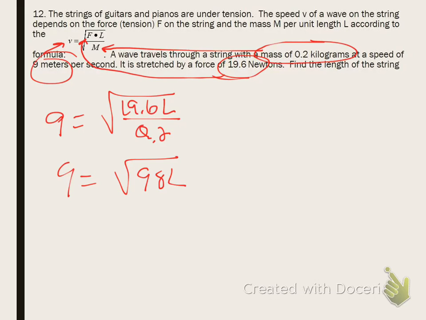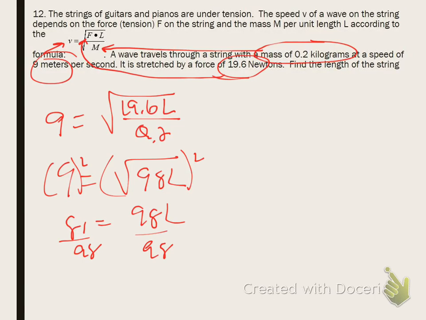Okay, and then to solve for L, we've got to square both sides to get that guy out from inside the radical. And now divide both sides by 98. So L is 81 over 98. Now we don't want to leave that as a fraction because that length doesn't make any sense. So we do want to divide it out, and the length of the string apparently is 0.827 meters.